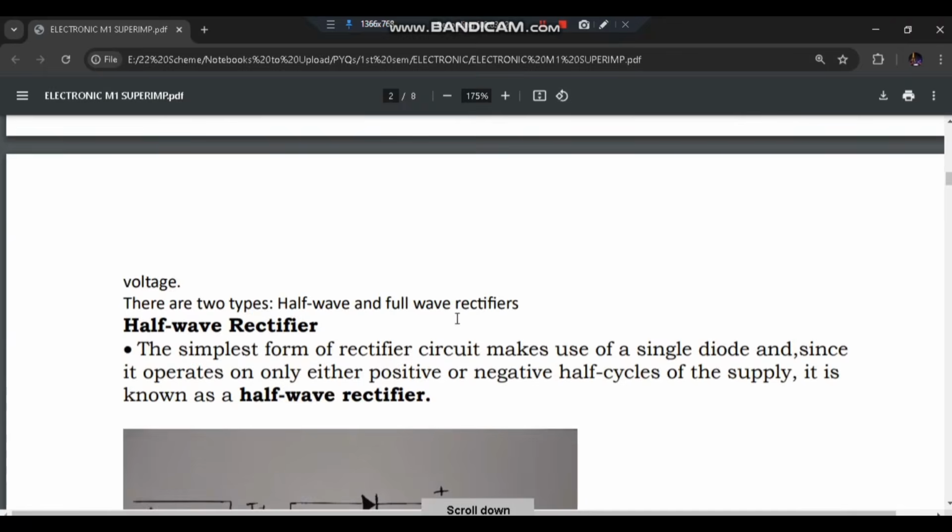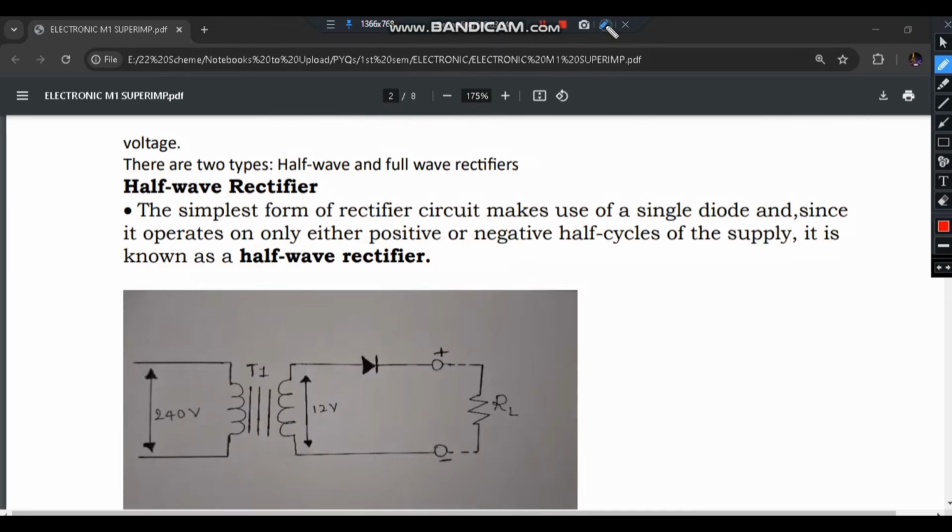There are 2 types of rectifier. One is the half wave rectifier and the second is the full wave rectifier. In a half wave rectifier, it will convert the negative half cycles into positive half cycles. Only either the positive or the negative half cycles it will convert.